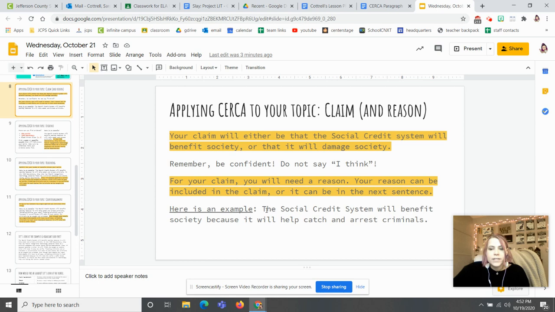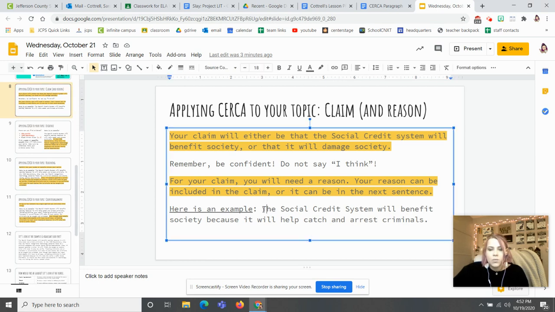The social credit system will benefit society because it will help catch and arrest criminals. This is the example that I came up with when I was writing my CERCA paragraph. So as you can see, it has a claim. This part is the claim: the social credit system will benefit society. That tells the reader what side I'm on. And it has a reason. The reason comes after because: because it will help catch and arrest criminals.